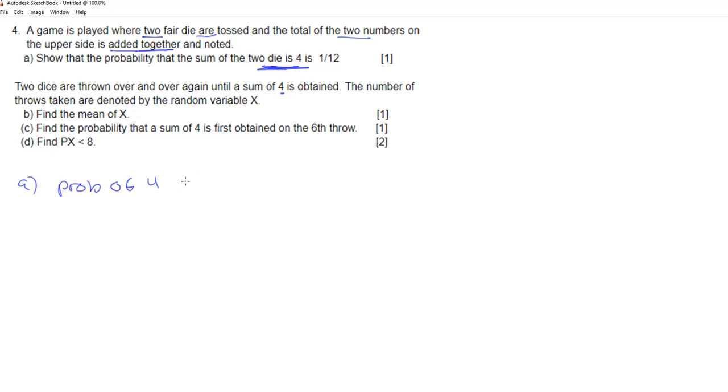Well, you could make a possibility table, and a lot of you did, but this was pretty easy to figure out. The only way to get a 4 rolling a dice is a 1 and a 3, and a 3 and a 1, and a 2 and a 2. So that's going to be 3 out of 36, or 1/12.